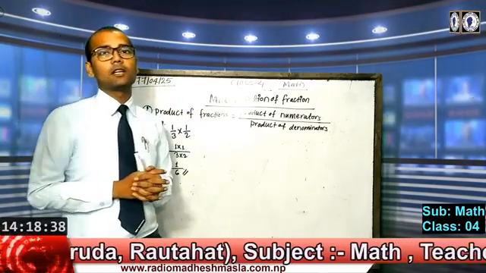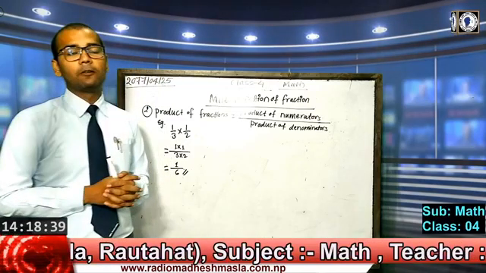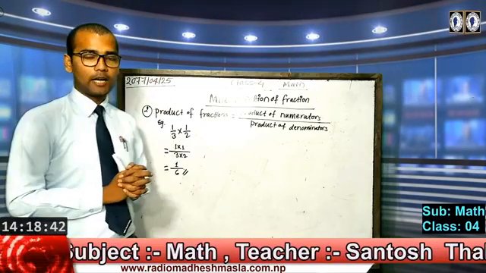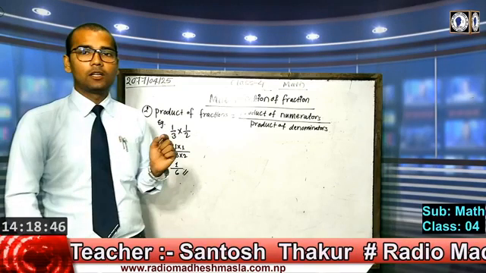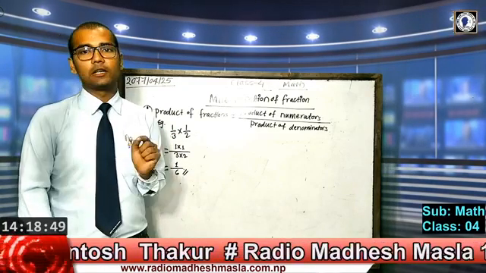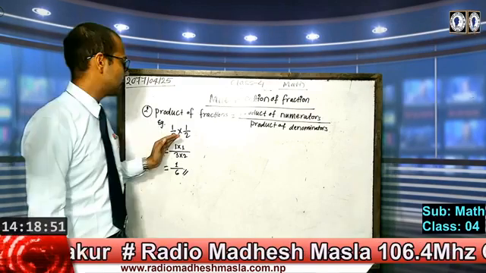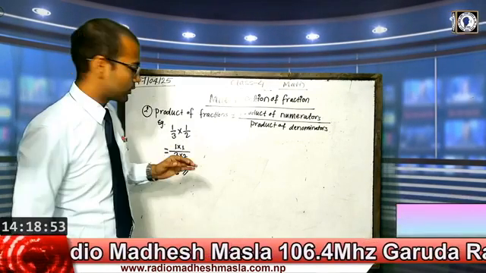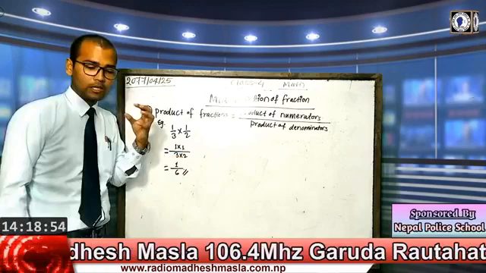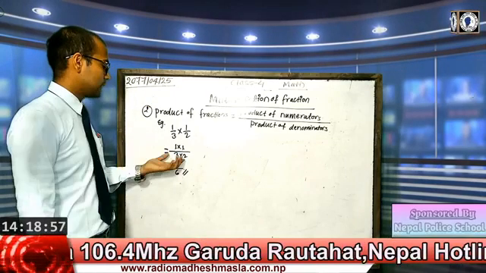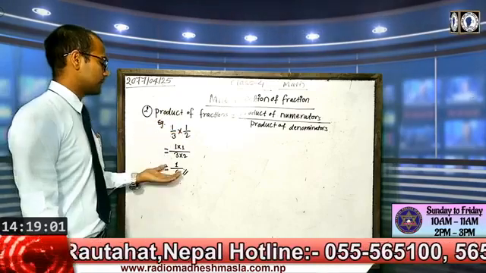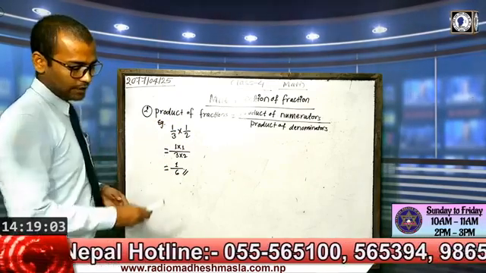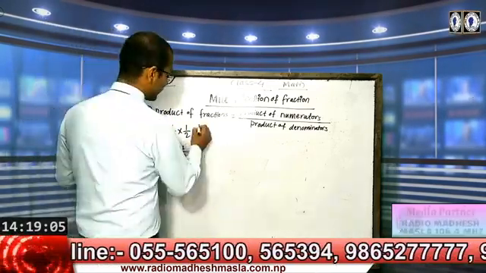So students, if we are given the multiplication of fractions or fractional numbers, at that time we should multiply numerator by numerator and denominator by denominator. Don't be confused and don't do anything else. You can find the product of different fractions in this way. Now let's take other questions.